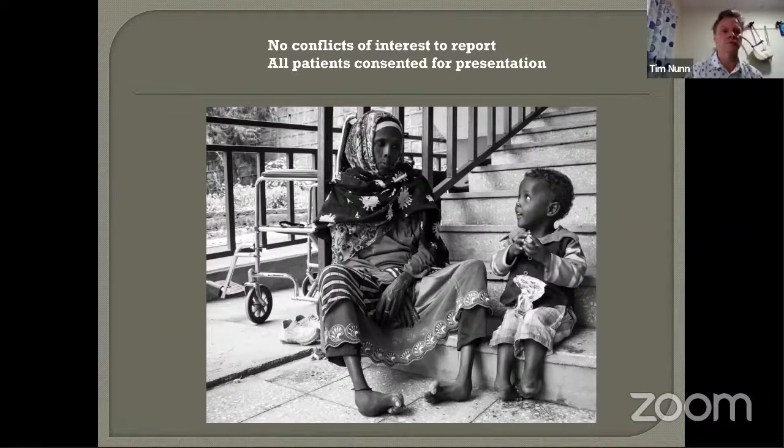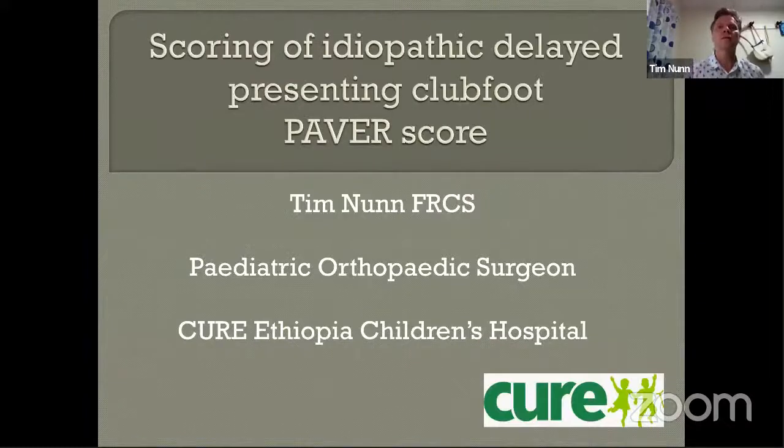So I'm talking from Ethiopia, the capital of Ethiopia, Addis Ababa, which is about 2,500 miles west of Kerala. We see a lot of clubfoot here, the vast majority of which is untreated, so-called neglected. My talk today is looking at scoring systems for delayed presenting clubfeet, particularly focusing on the PAVER score, which was developed here in Ethiopia.